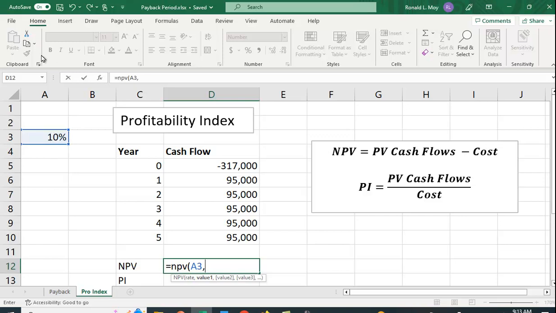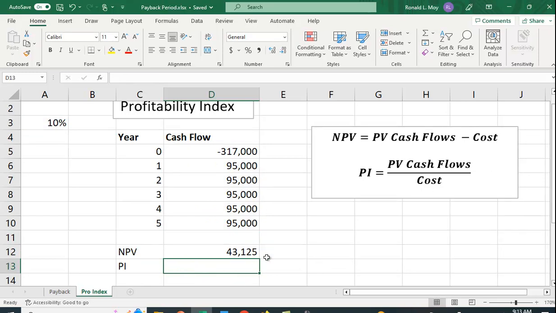So what we're going to do is we're only going to highlight the cash flows from years 1 through 5, and then we're going to subtract out the cost separately. And we get 43,125, and I've gotten rid of the decimal places.